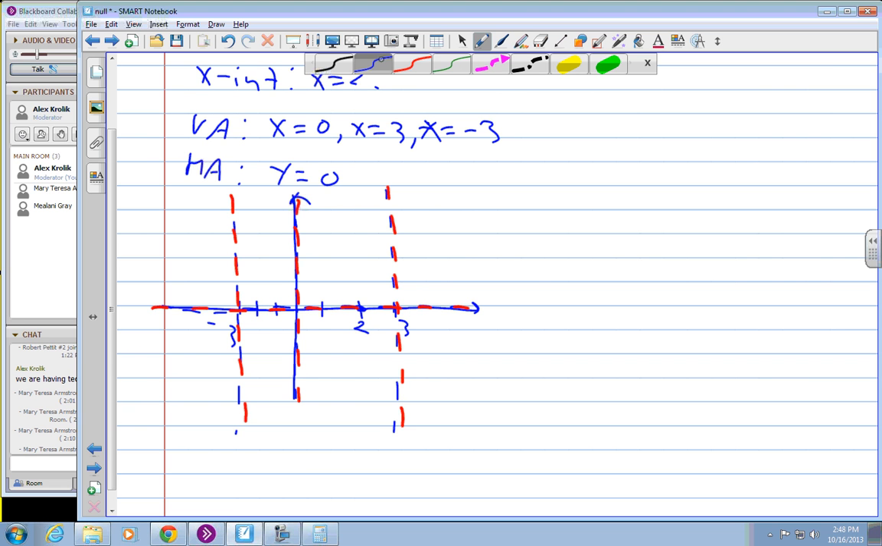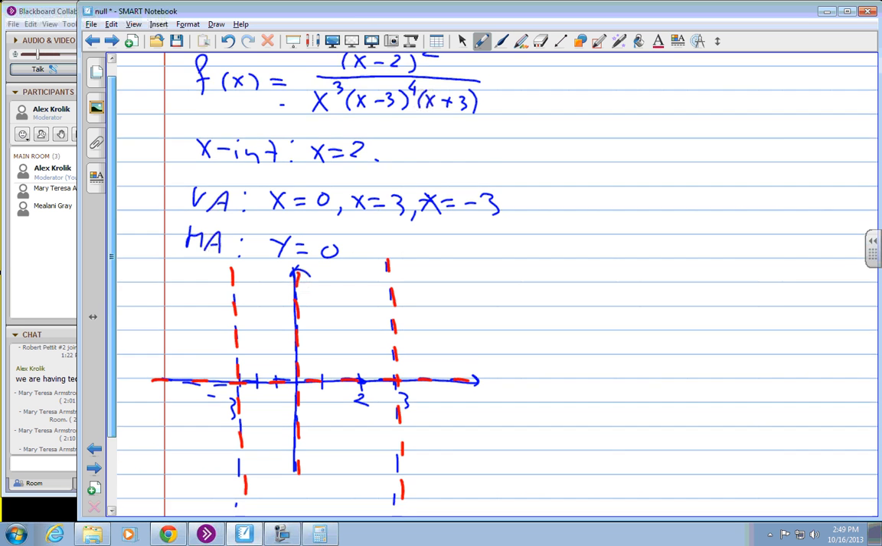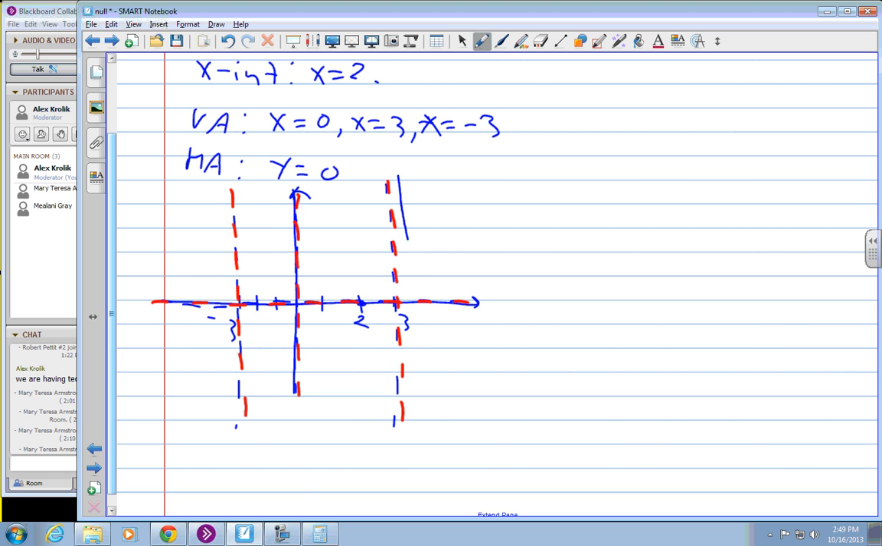Sorry about that. So again, I'm just going to grab a number that's all the way on the positive side, 100. Because again, I just need a point to start. If I take 100 and plug in for every x, each of those factors will come out positive. Do you agree with that? 100 minus 2 is positive, 100 cubed is positive, 100 minus 3 is positive, 100 plus 3 is positive. Everything's positive, so it's positive. So it will stay positive from that end.